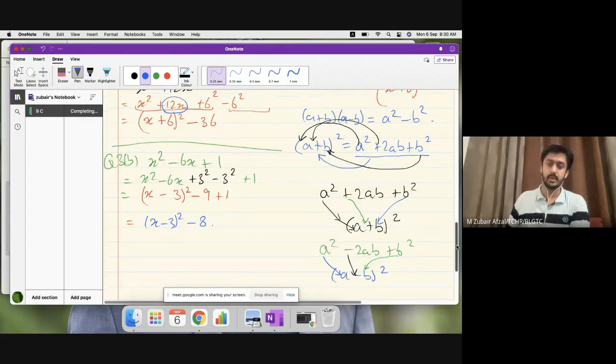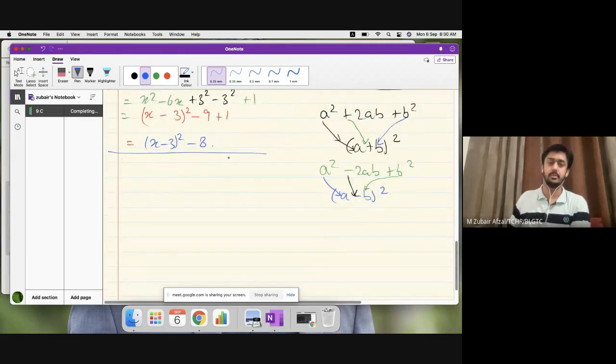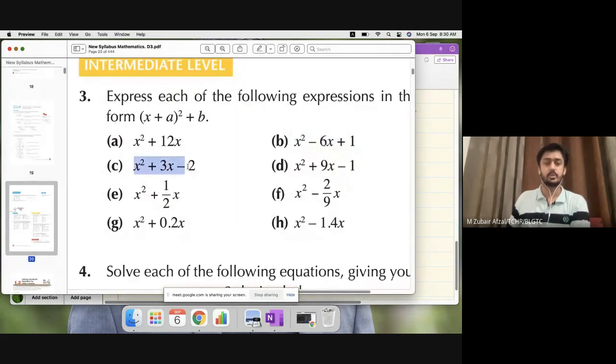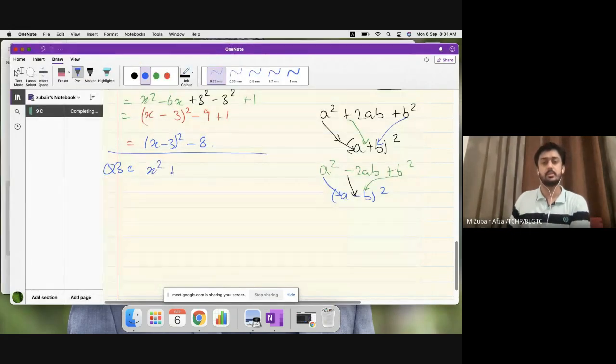I'll do one more part, then I'll expect you to solve them. Question 3c: x square plus 3x minus 2. So this is x square plus 3x minus 2. First step is just write it as it is. Then we add what? 1.5. May I write it as 3 by 2? Minus 3 by 2. And the last number is negative 2.